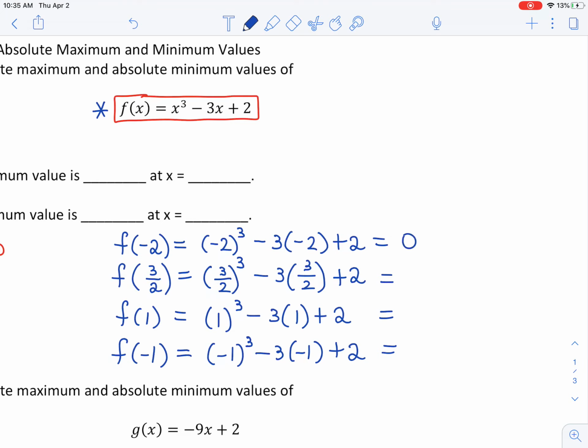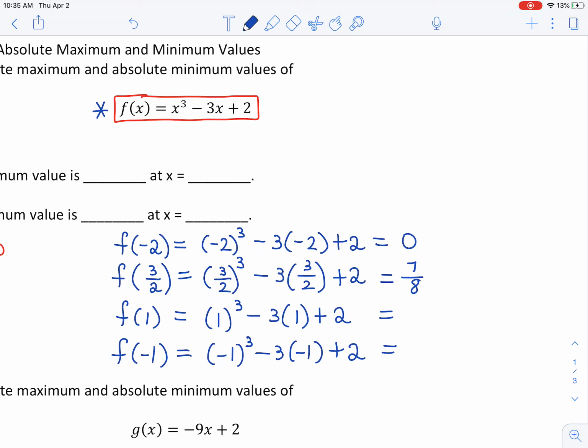The first one, when I typed it in, I got 0. The next one, I'm going to enter 3 over 2 into x. So you know, this is that tedious part that's going to take a little bit longer in this section, but it's nothing more than evaluating functions. Guys, I got 7 over 8.